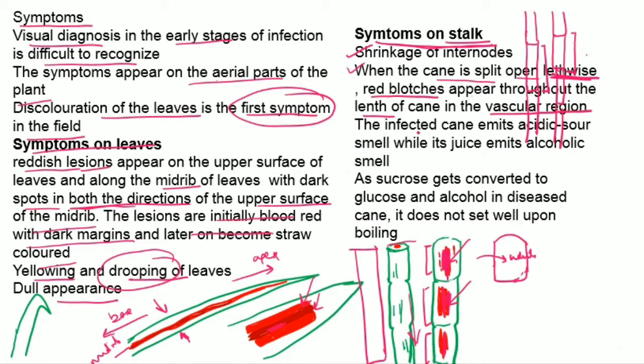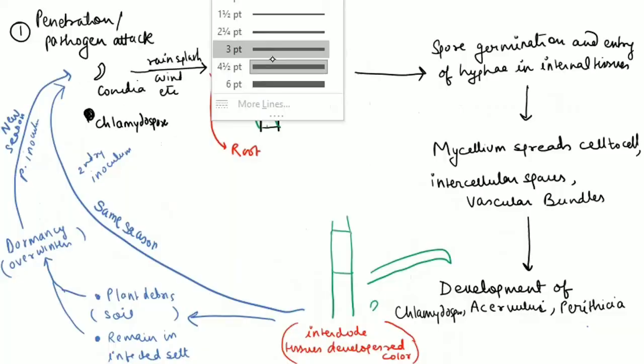Also, it has been found that the infected cane emits an acidic sour smell while its juice emits an alcoholic smell. That is, when the condition becomes severe, these reddish areas tend to emit an acidic smell as well as an alcoholic taste and smell. And the reason why this happens is because initially the sugarcane plant stores sucrose inside it, but because of the attack of fungi, the sucrose gets converted into glucose and alcohol, and it is because of this that the smell appears so acidic and the taste so alcoholic.